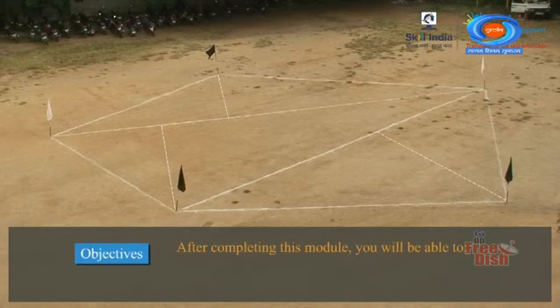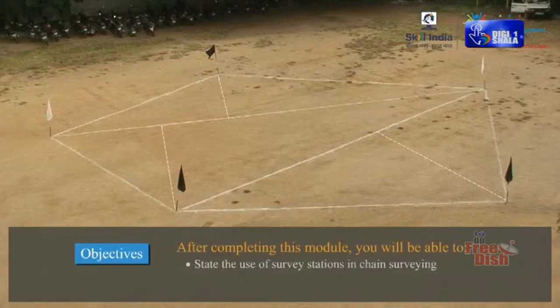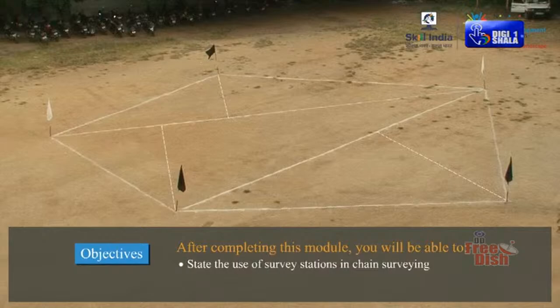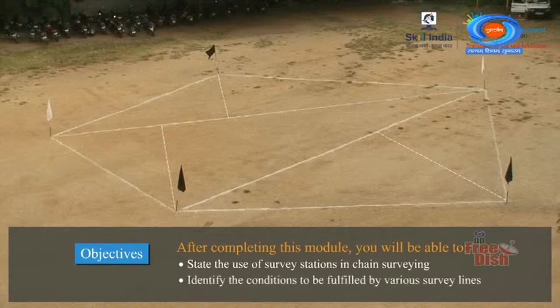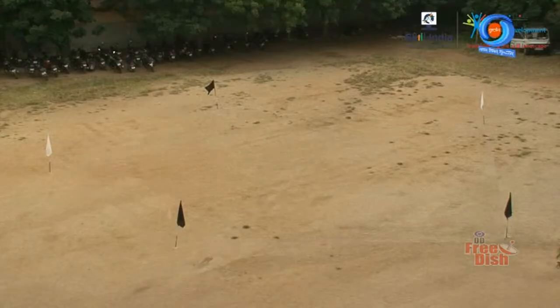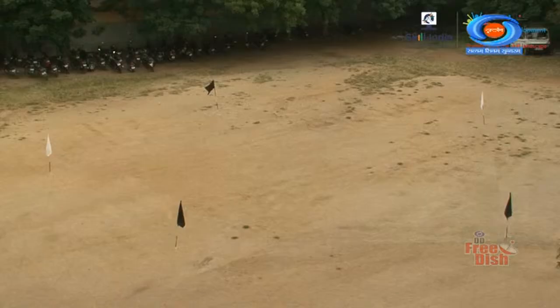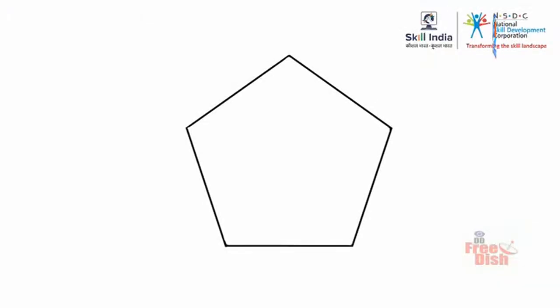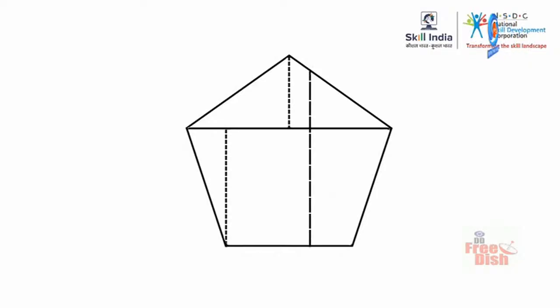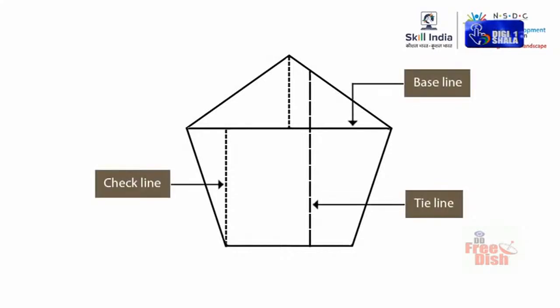After completing this module, you will be able to state the use of survey stations in chain surveying and identify the conditions to be fulfilled by various survey lines. We see lines of different styles on survey maps or plans. They are named as the main survey lines, the baseline, check lines, and tie lines. Let us know more about each of them.